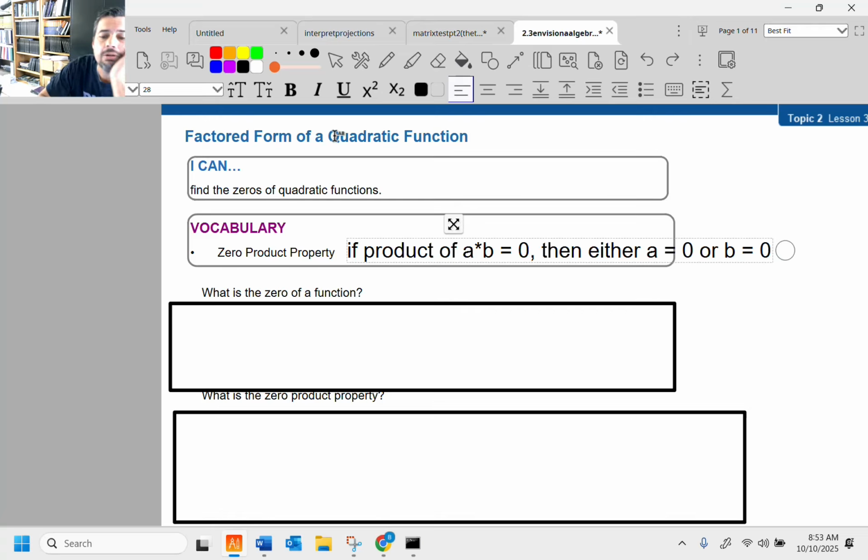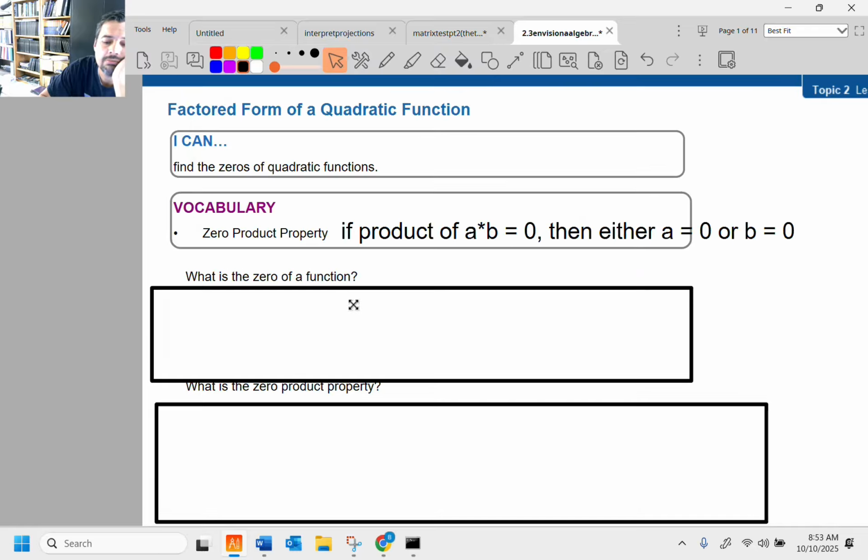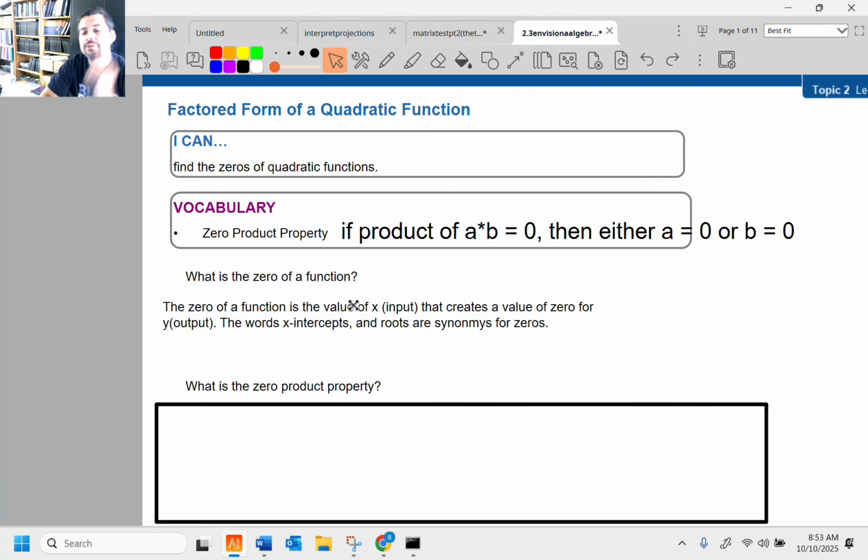All right, what is the zero of a function? Well, it's actually called lots of things. Zero of a function is the value of x that creates a value of 0 for y. The words x-intercept and roots are synonyms for zeros. That means they mean the same thing, essentially.